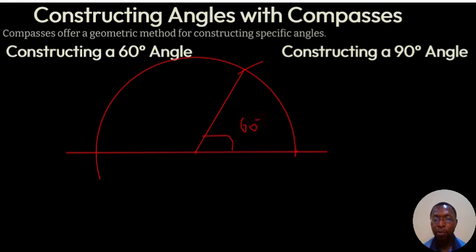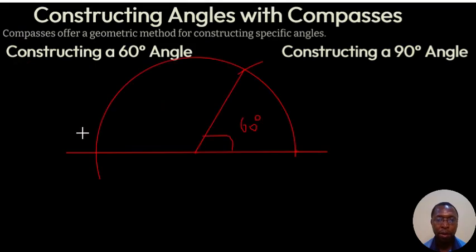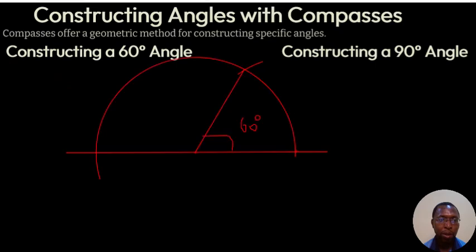Very straightforward as well. And then if you want to measure angle 90 degrees using a compass, it's also simple. All you need to do is still draw your straight line. Let's clear this one so that it does not affect our work.